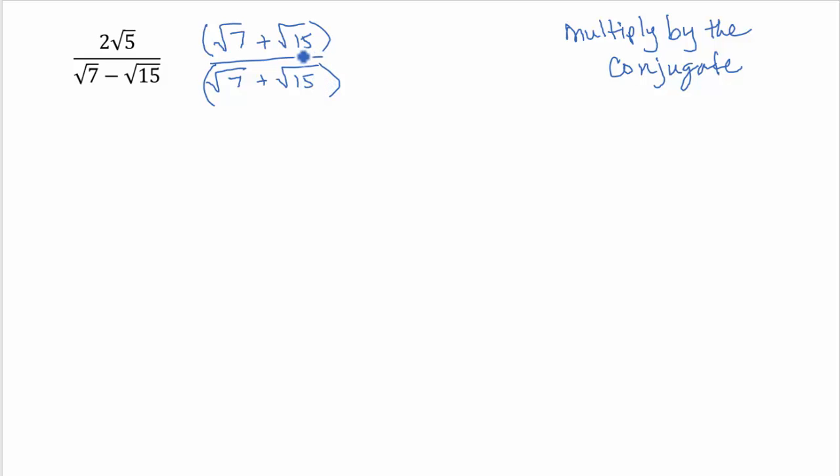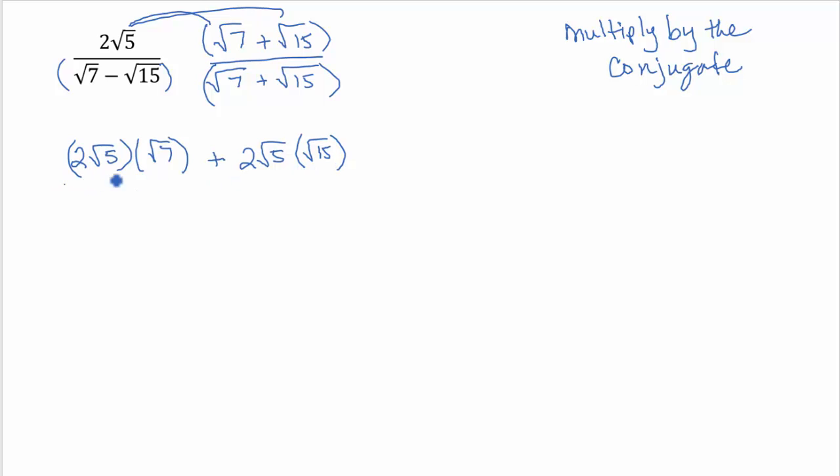But now, in order to do this, we're going to have to distribute here, and we're going to have to FOIL the bottoms. Okay, so the top, let's write it all out so that we don't make a mistake. 2 square roots of 5 times the square root of 7 plus 2 square roots of 5 times the square root of 15 over, on the bottom, let's FOIL.